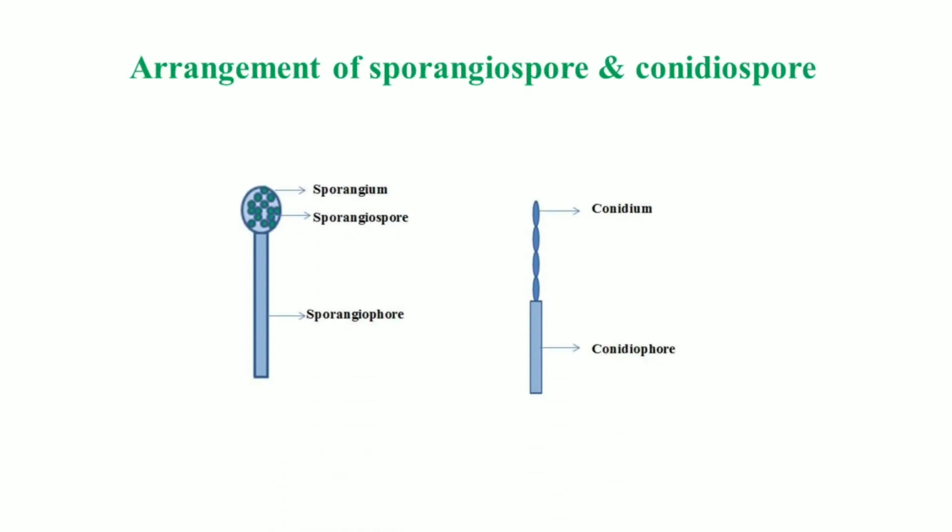Diagrammatic difference between the arrangement of sporangiospore and conidiospore. At the end of the sporangiophore, the sporangium is present. Within the sporangium, sporangiospores are there. In the case of conidiospore, at the end of the conidiophore, conidiospores are arranged in a chain-like appearance. Sporangiospores are found within the sporangium, while conidiospores are arranged at the end of the conidiophore.